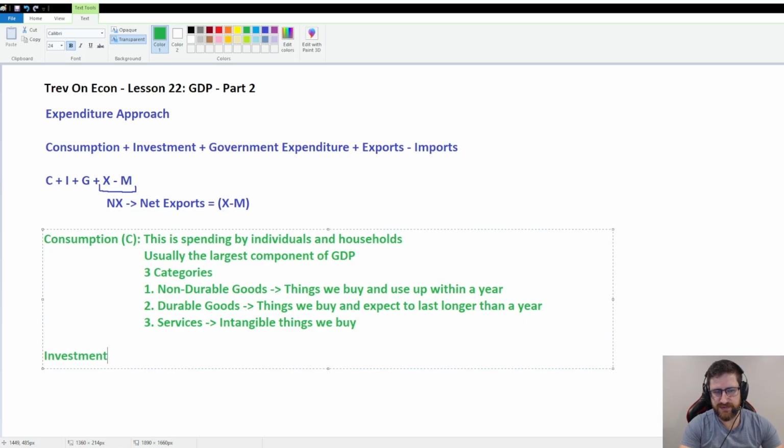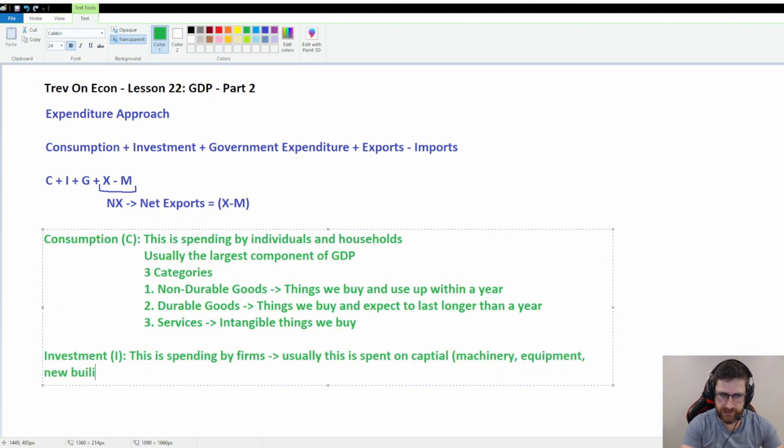The next one is investment, the I component. This is spending by firms. Okay? So businesses. And usually this is spent on capital. Right? Machinery, equipment, new buildings, etc.